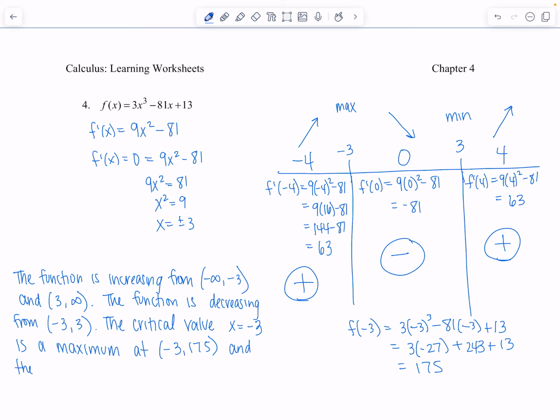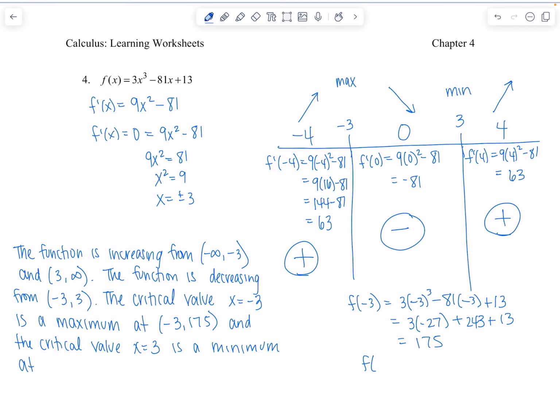And the critical value 3 is a minimum. So we'll find f of 3 this time. 3 times 3 cubed minus 81 times 3 plus 13. 3 times 27 minus 243 plus 13. Now we've got negative 149.